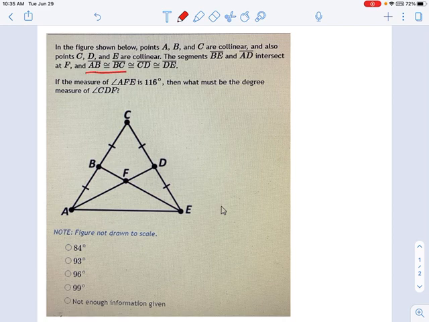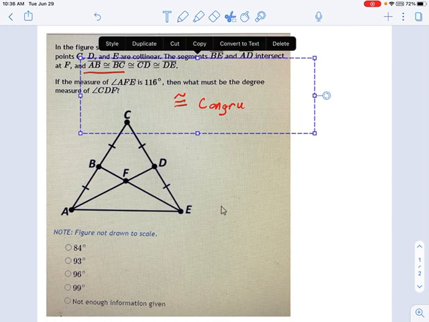AB is congruent. This symbol right here means congruent. And what congruent means in geometry is that geometric shapes are equal to each other. That's why it looks so much like an equal sign. So what we're saying is that this distance, AB, is equal to this distance, BC. And that's equal to CD, and that's equal to DE. So that's the key of this problem, really. That's the most important piece of information we have here.